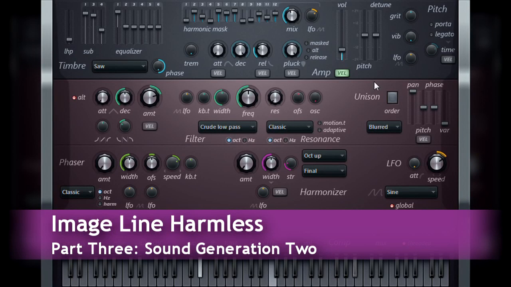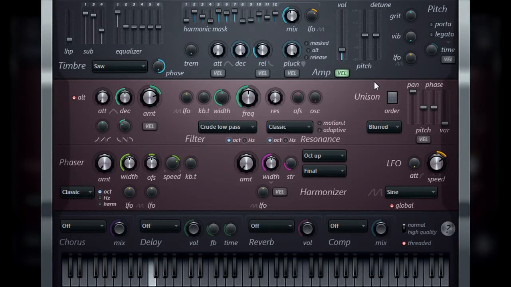The next parameter in the timbre section we'll look at is the trem control, which is pretty self-explanatory. Increasing this parameter will apply a tremolo effect by increasing the depth of the tremolo.